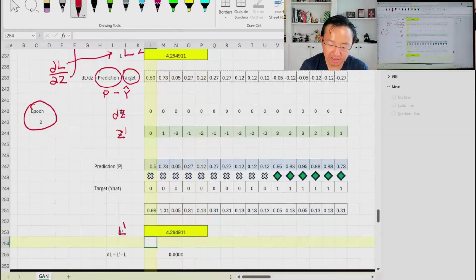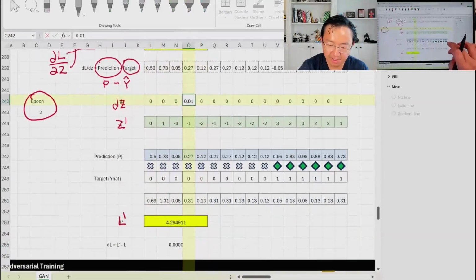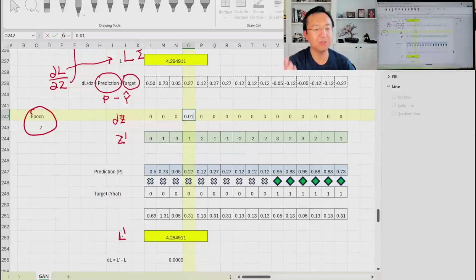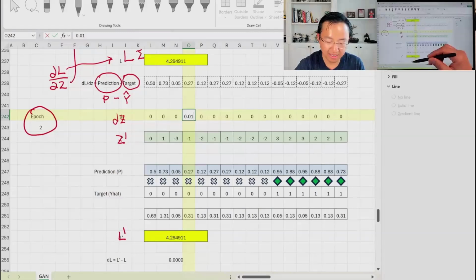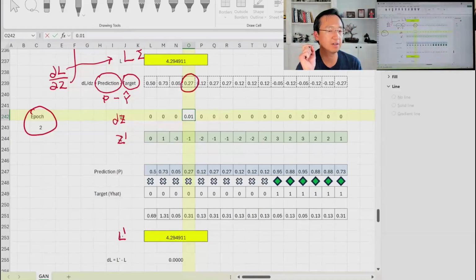Okay, so now suppose somehow the logit goes up by some small value. Suppose I go up by 0.01. What would you expect the loss to change? In other words, what would be the difference? What value can tell us that? The gradient. The gradient is actually 0.27.